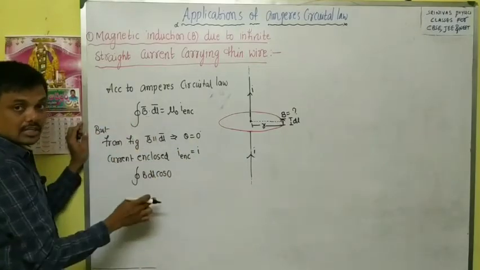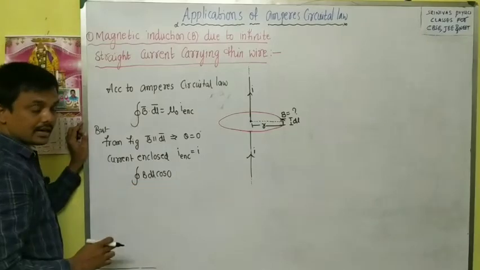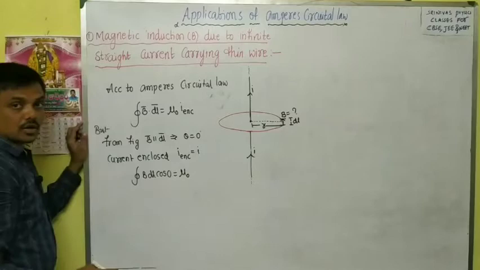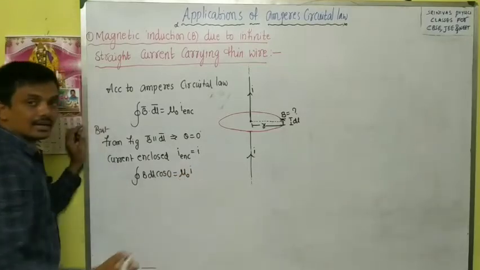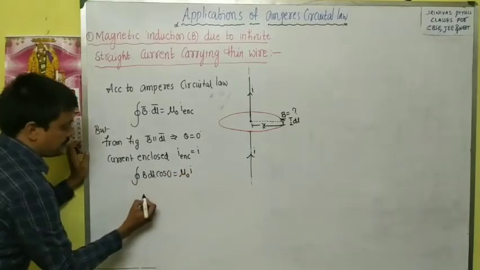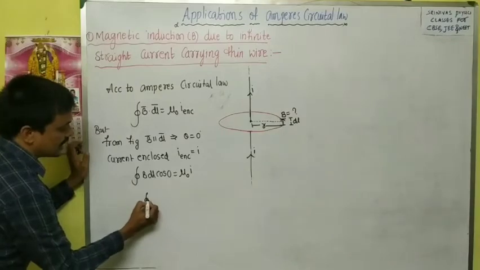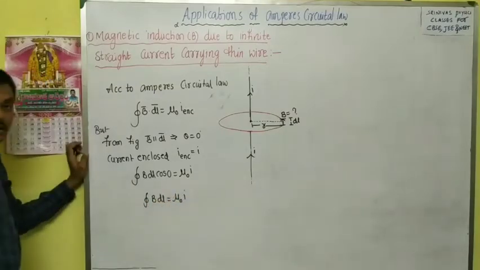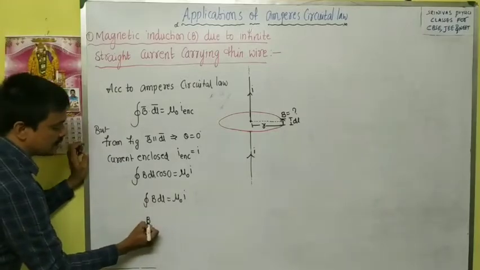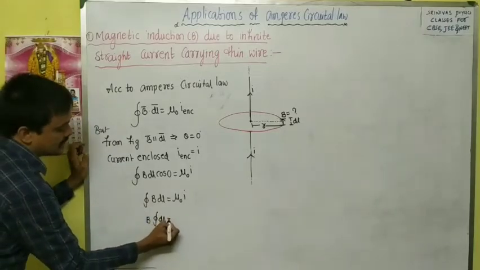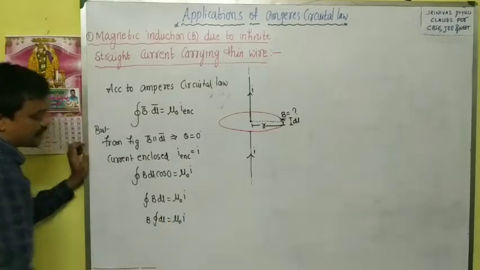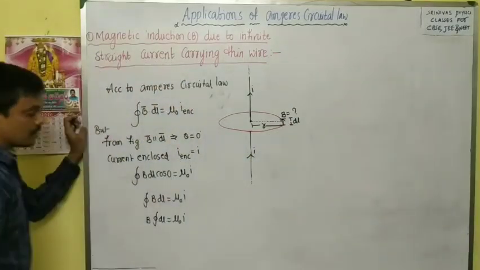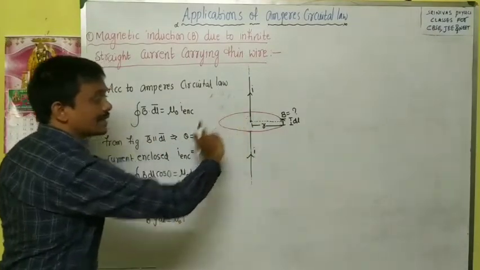A bar dot B bar is AB cos theta, so B bar dot dl bar is B dl cos 0, equals mu naught times the current enclosed. What is the current enclosed? It is only I. Then we get integration B dl is equal to mu naught I. B is a constant, so we write it outside: B integration dl is equal to mu naught I. What is integration dl from the figure? dl is a small element on the loop, but integration dl gives the full loop length.